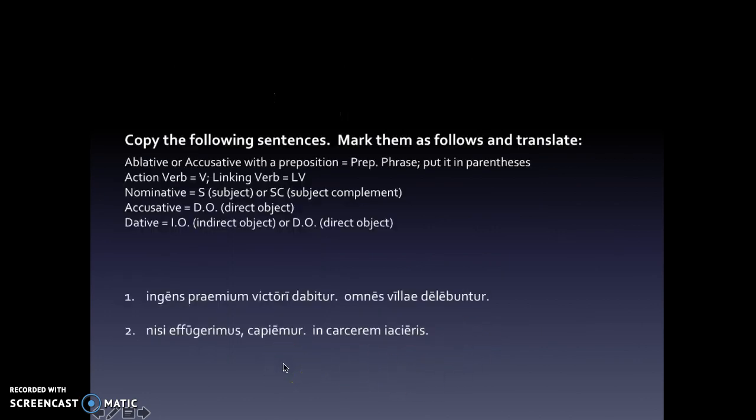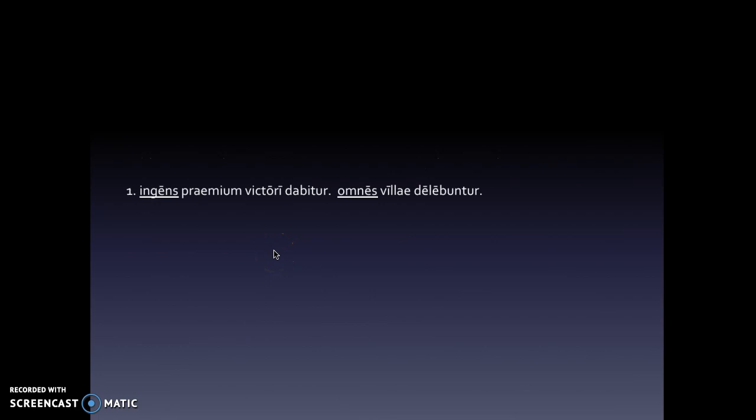All right, copy down these sentences, mark them accordingly, write out a translation, and then we'll compare notes. In Gaines Primium Victori dabitur, omnes vilae delebuntur. In Gaines is an adjective modifying Primium, omnes is an adjective modifying vilae. We've got Primium as our subject. This is neuter, that's why it looks like and it's still the subject. Victori, that's dative, it's our indirect object. We've got a passive verb, a plural subject, and a plural passive. So the huge prize will be given to the victor. All the houses will be burned.